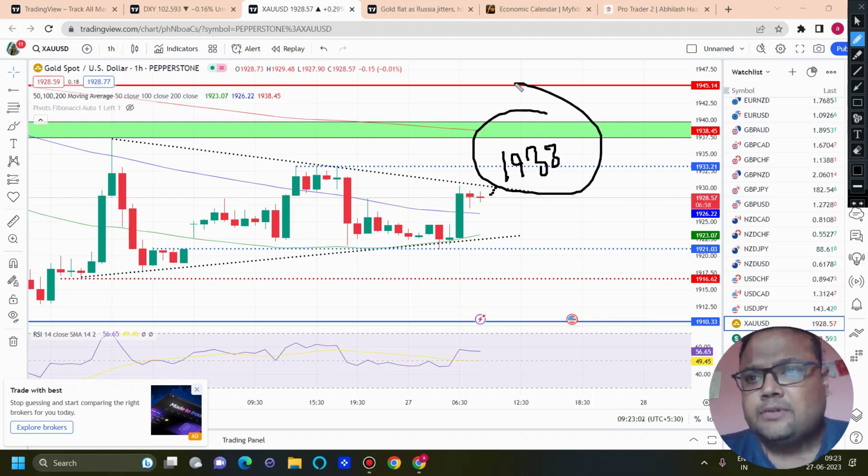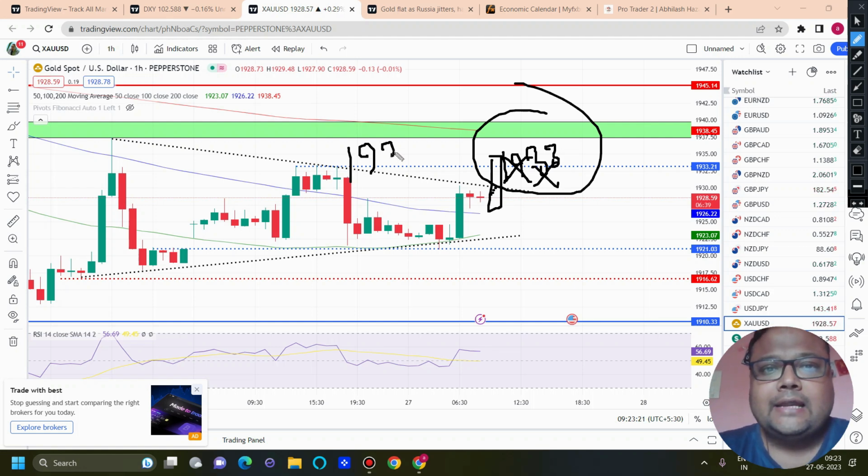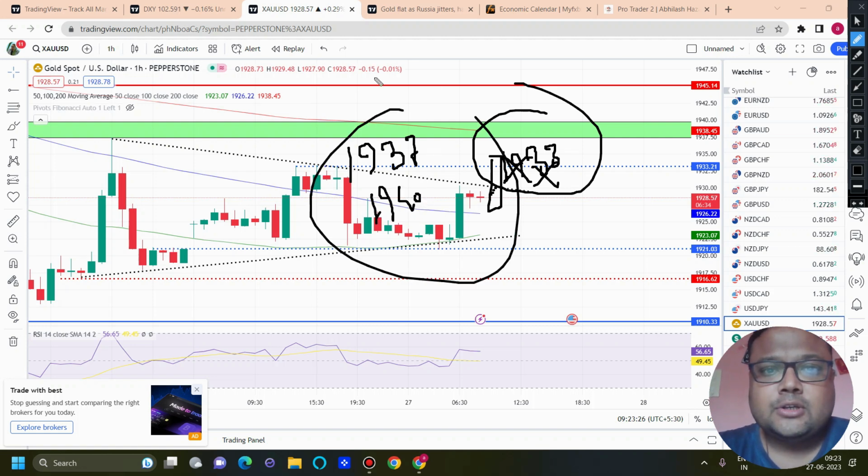If the market reverses from around the 1933 level, we can look for a sell. But in case you see the market going up with a big green candle, then obviously a single candle will break 1933. In that case, obviously, you should avoid any sell position. In that case, you can wait for the market to hit 1937 to 1940 that I just mentioned.